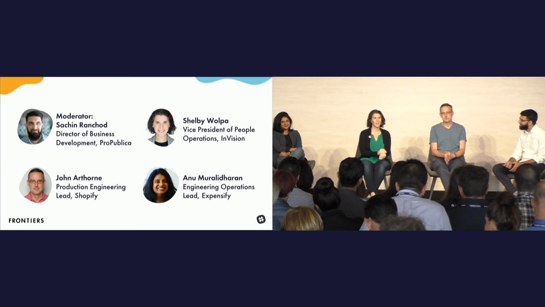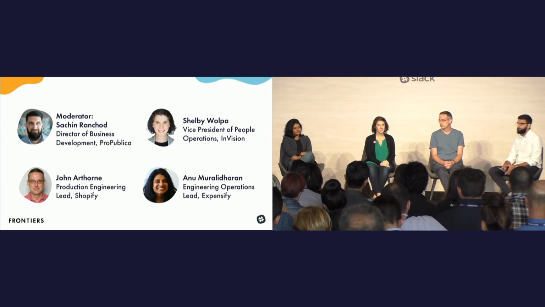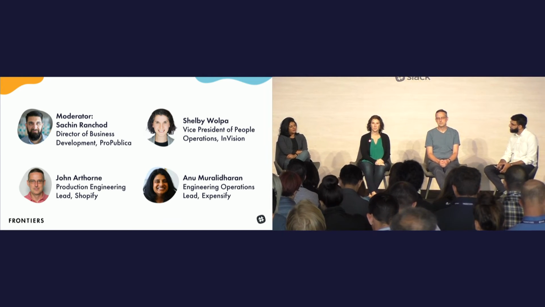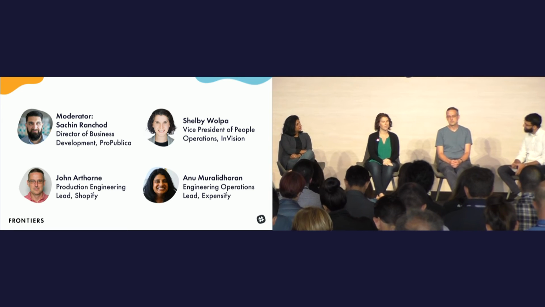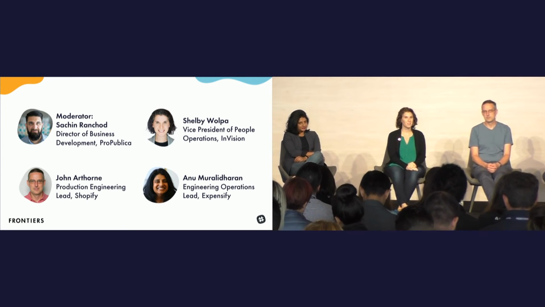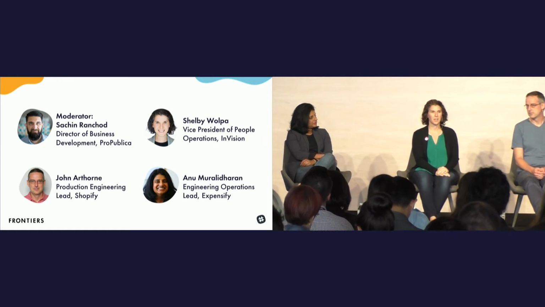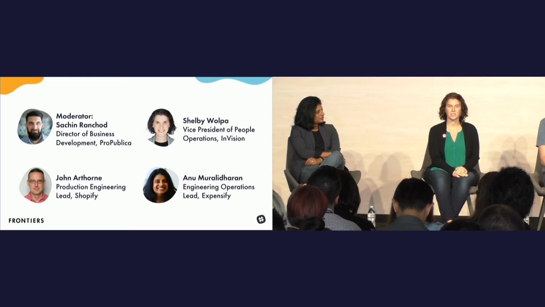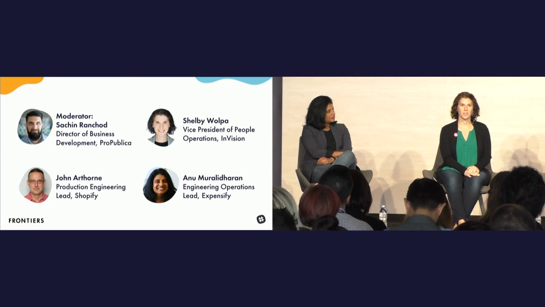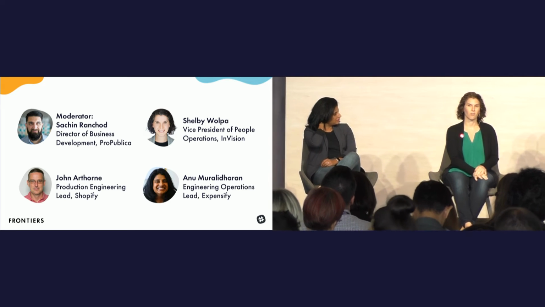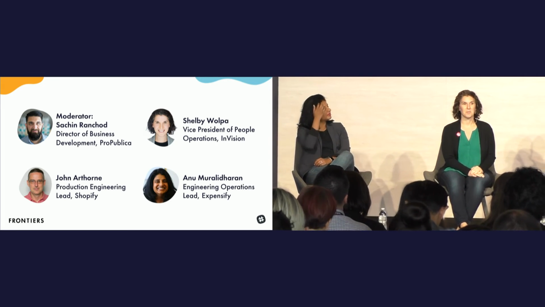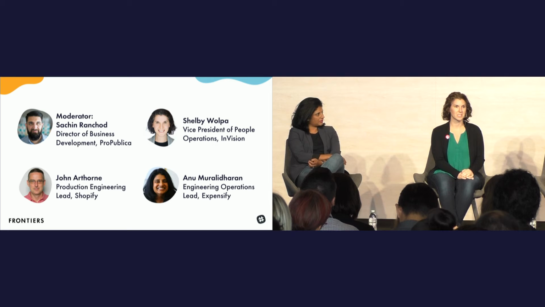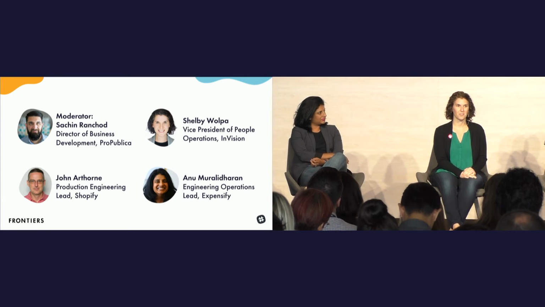Shelby. Hi, everybody. I'm Shelby Wolpa, the Vice President of People Operations at InVision. For those of you that don't know what InVision does, we are a design collaboration platform and a great partner of Slack. What makes InVision unique from a people perspective is that we are over 400 employees at this point, but are completely distributed. So we have employees across over 40 cities in the United States and over 20 countries around the world, and no offices. So using tools like Slack and InVision and other collaboration tools are the way that we work most effectively.